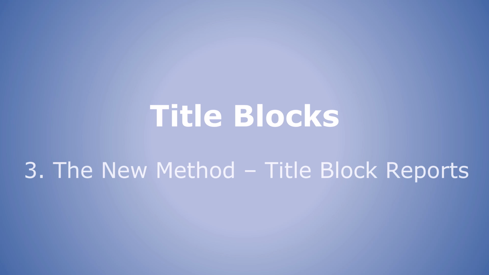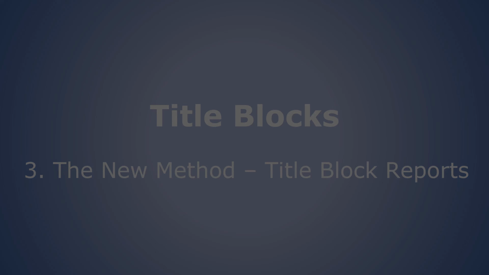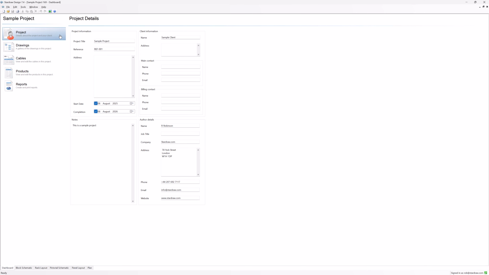In this movie, we're going to be looking at title blocks and the new way of applying them, which was introduced with Stardraw Design 7.4, which is using title block reports. So I have a project and I have input all of the information required for my title blocks. This includes, in the project details page, information about the project, the client, and myself.